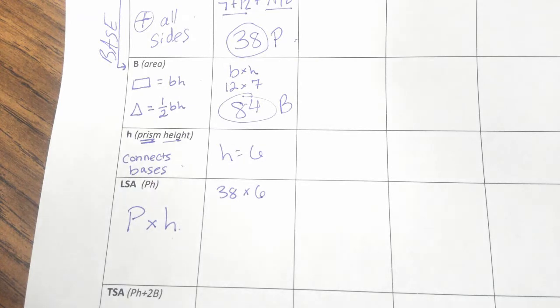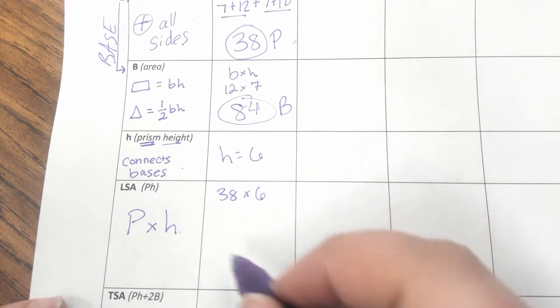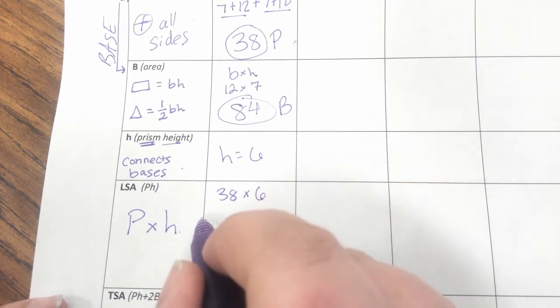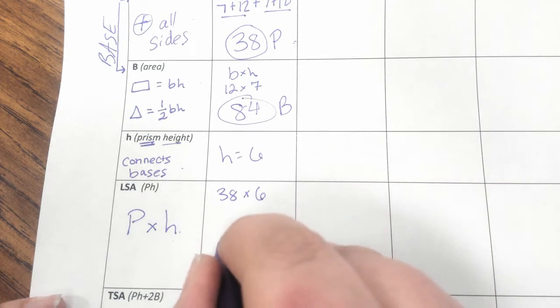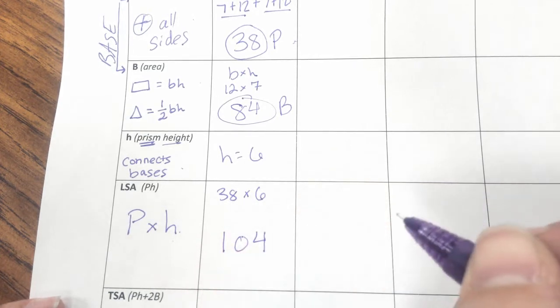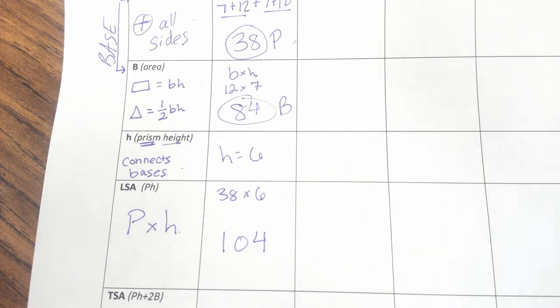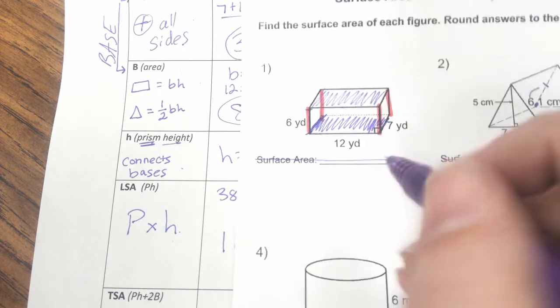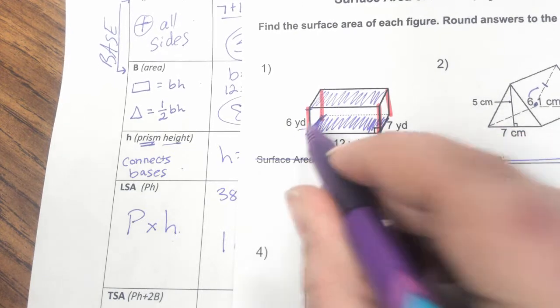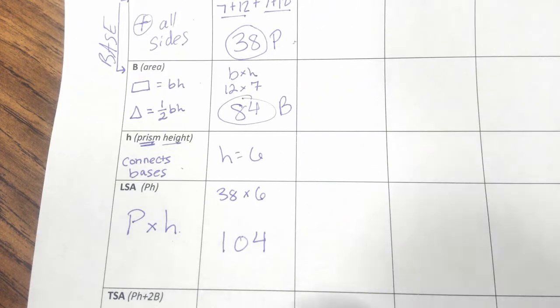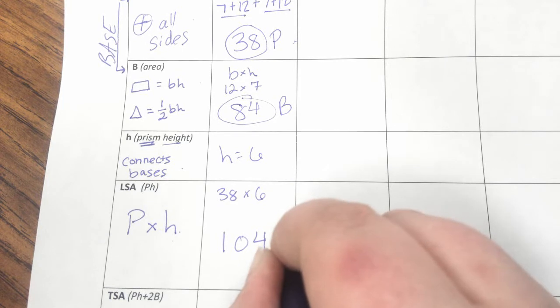And 38 times 6, you can get a calculator out. 38 times 6 would be 180 and 24, so 204. This is an area. Since an area is 2D space, our yards are squared.